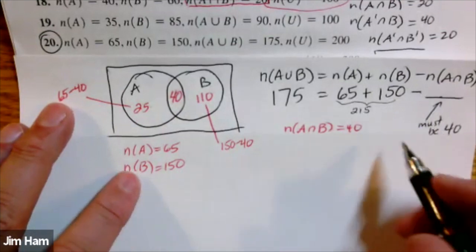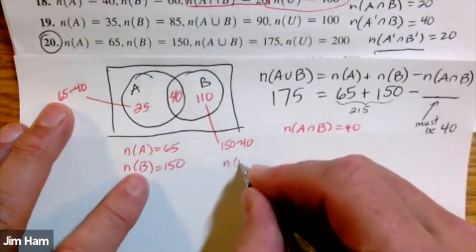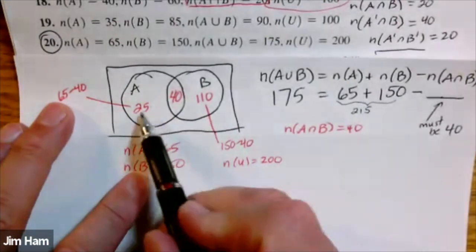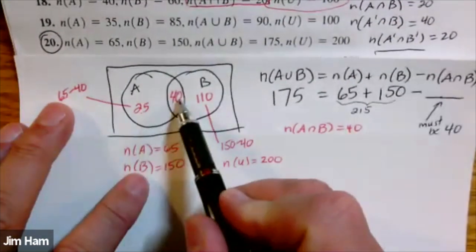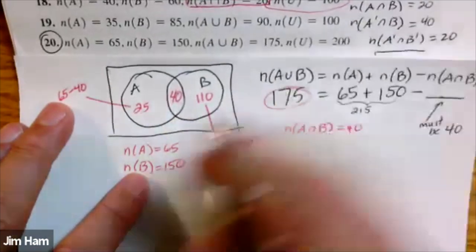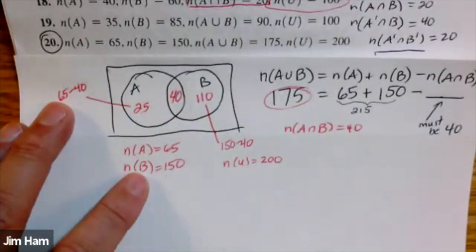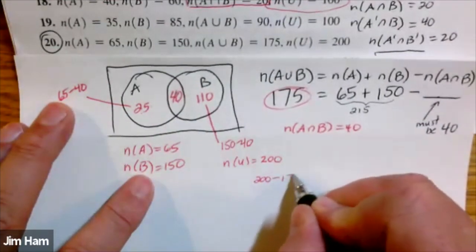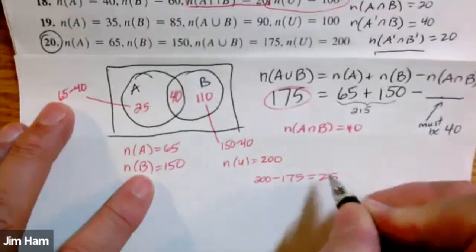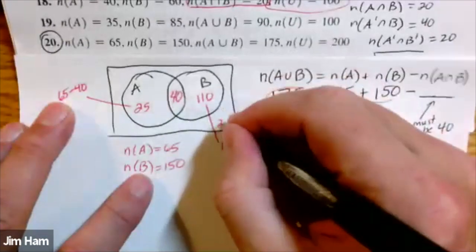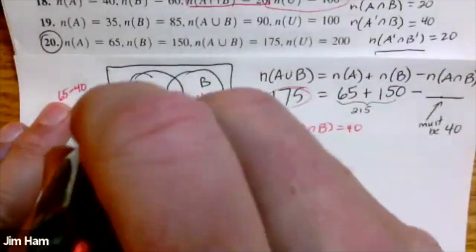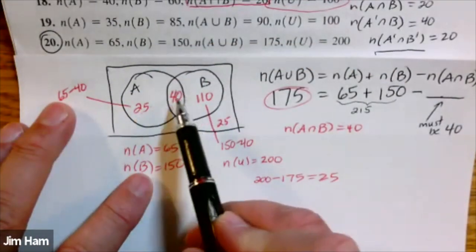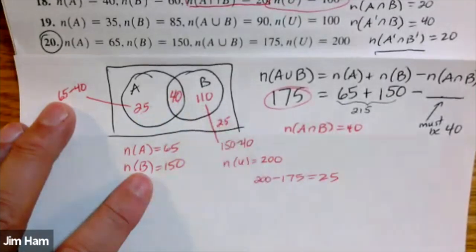And then the last thing they tell you is that the number in the universal set is equal to 200. We already have 25, 40, and 110. We already have 175 accounted for. So if you take 200 and subtract 175, you get 25. So that must mean that 25 are out here. The idea is to put a number in each one of these 4 regions. So the 4 numbers are 25, 40, 110, and 25.